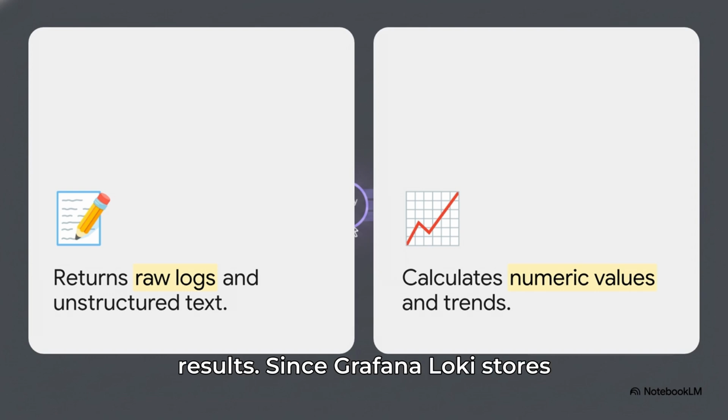Since Grafana Loki stores logs in their raw form and only indexes the metadata labels, it doesn't actually store pre-aggregated metrics for you. Instead, metric queries are your secret weapon for extracting numbers and seeing the actual trend right at query time. They literally transform your text into time series data.